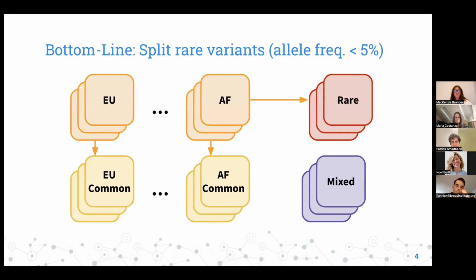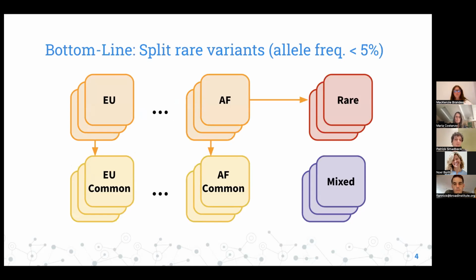After that, we also have to split out the rare variants. If you have allele frequency less than 5%, we classify that as rare. That's again just because some of the assumptions in the METAL overlap method require it to only act on common variants. So once you do that, you now have a set of rare variants for each of the ancestry-specific studies.